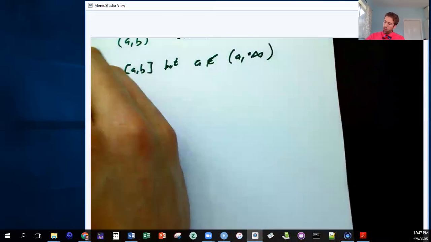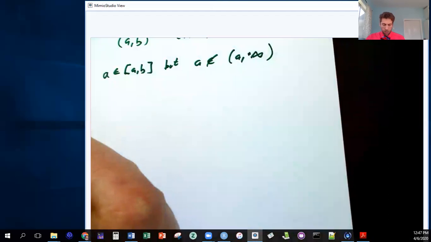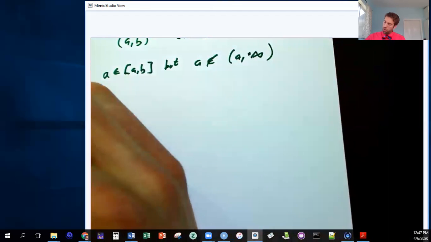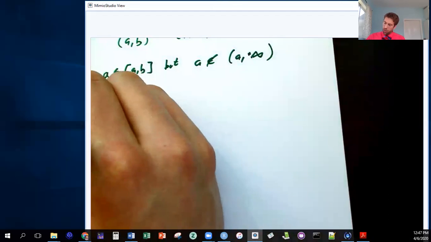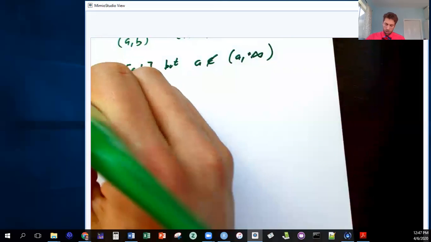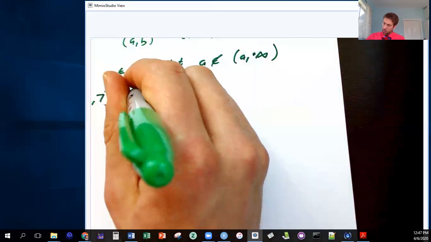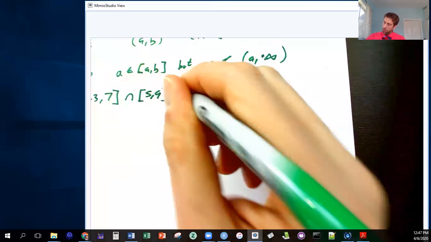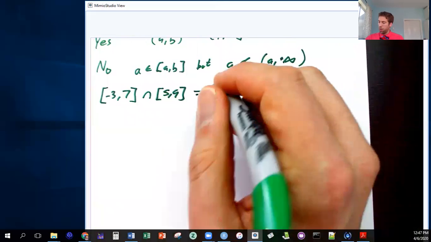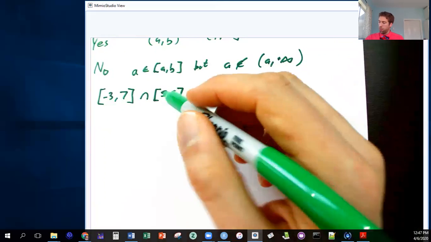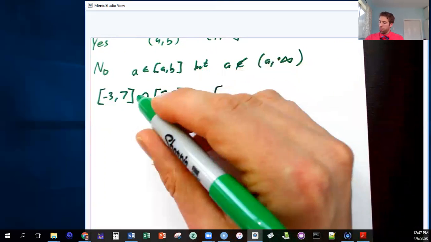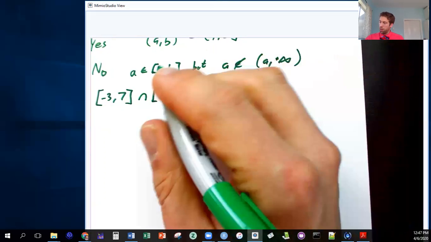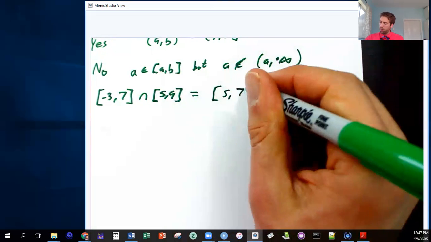Use interval notation to describe the intersection of (-3, 7) intersect (5, 9). That's equal to, what's in both of them? Well, the smallest number that's in both of them would be 5. The largest number in both of them would be 7.